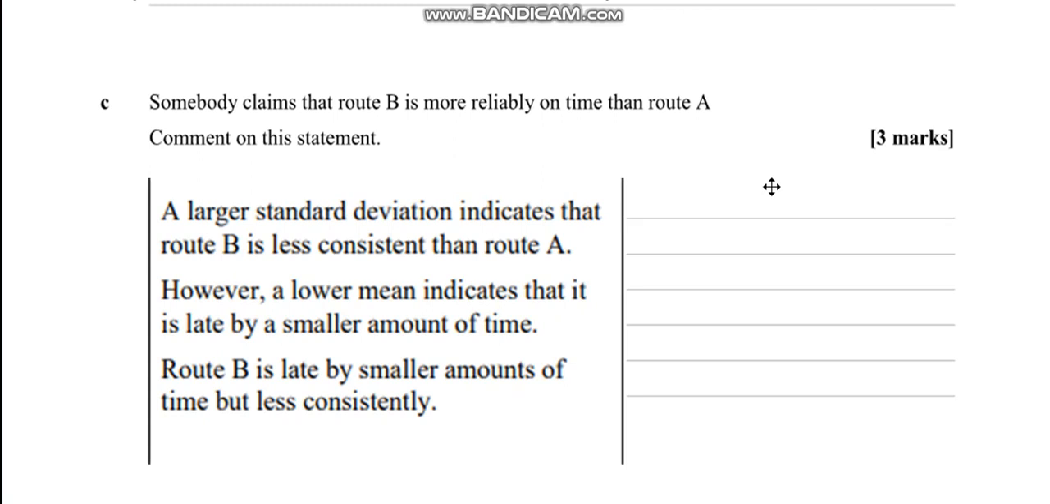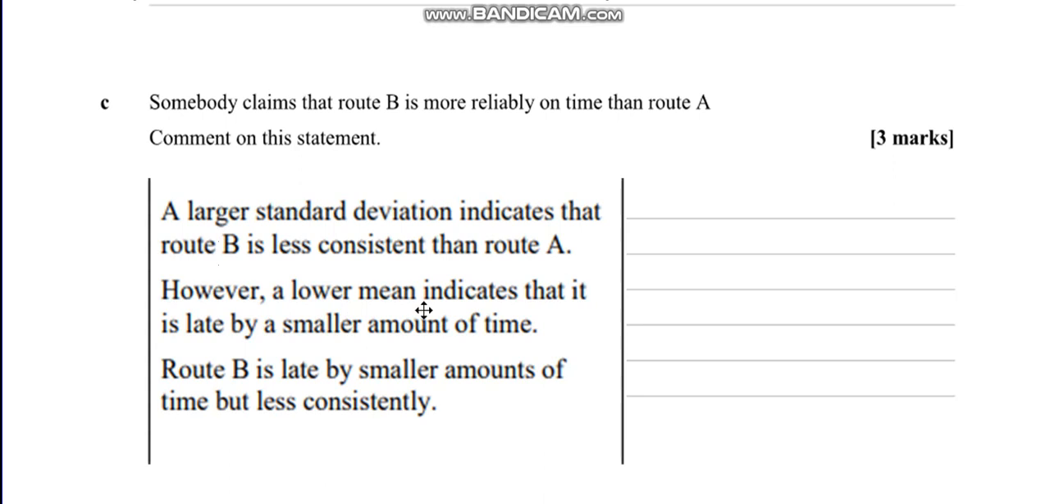Okay, so depending on your previous answers, you will have written something slightly different to this, but I've given follow-through marks depending on how concise your answers were. So we're looking at how late buses are on particular routes. If you've got a larger standard deviation, that suggests less consistency in the times. So we've got here that B has a larger standard deviation, so it's less consistent than route A.